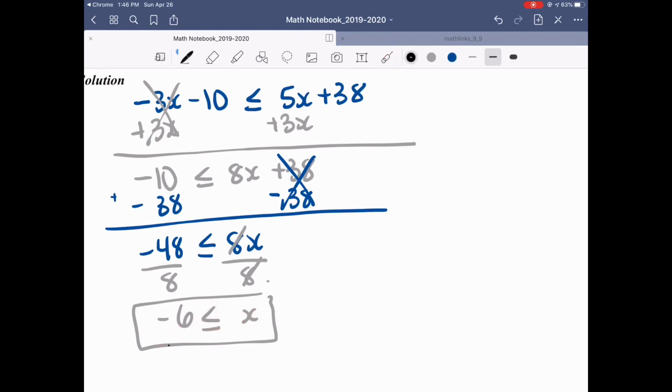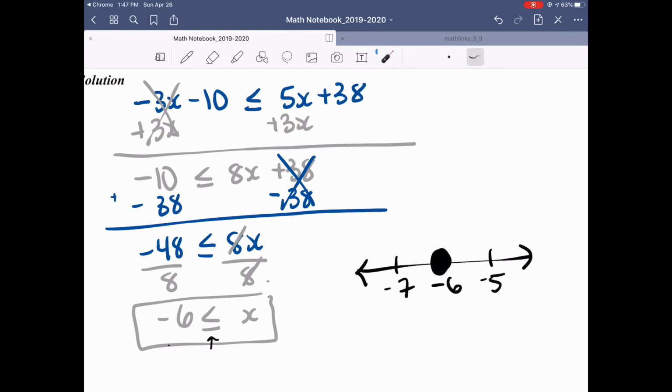Okay? So when you're drawing your number line, okay, I'm going to put negative 6. And then you can put negative 7, negative 5 if you want. Now, what you want to do here is, first of all, is the boundary point closed or open? Well, it's closed because it's equal to, and it's on negative 6. But you have to be careful with your arrows. This is where it can get tricky. So here it's saying that negative 6 is less than or equal to x.